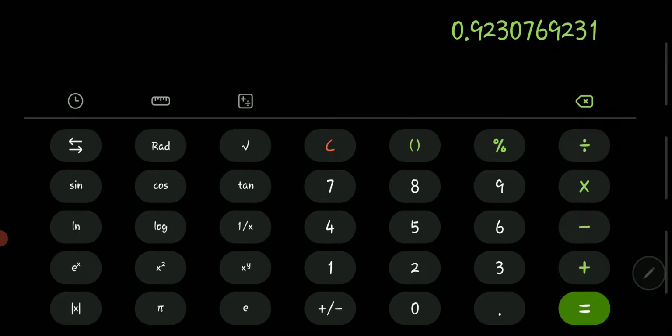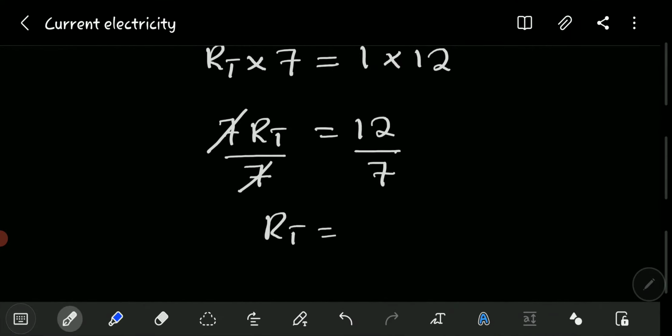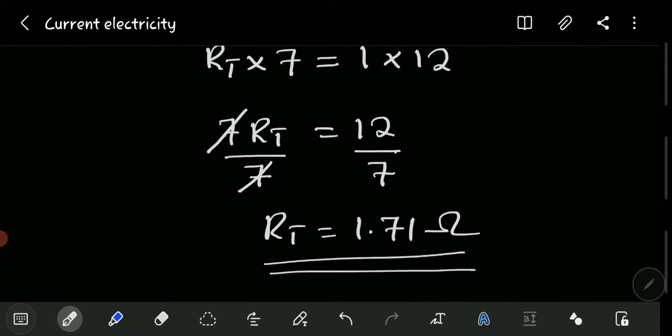12 divided by 7 is 1.71. So 1.71 ohms. So the total resistance for B is 1.71.